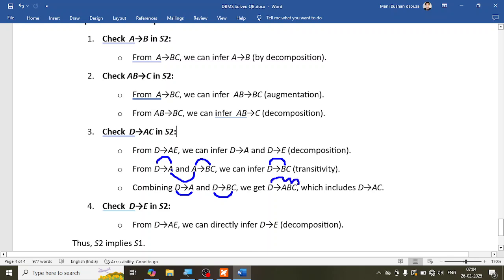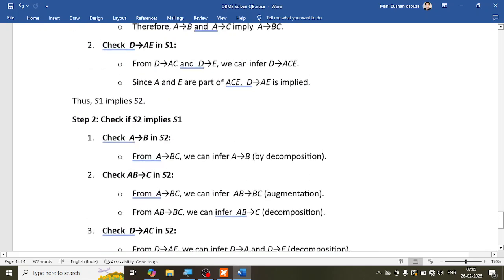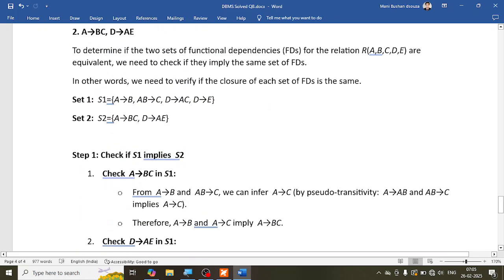D can derive A, which is obviously given, and using transitivity, D can also derive BC. So D can derive ABC. Since D can derive ABC, D can derive any combination of these, and one such combination is A and C. So D can derive AC, which is what is given here. Using this set, we have proved that this is possible.